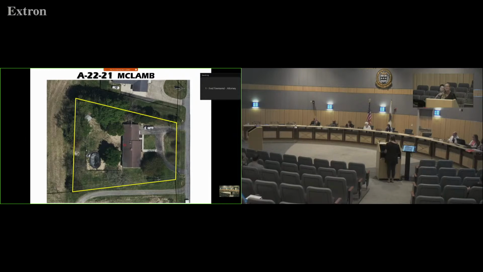Ma'am, did you do the construction yourself or someone in the family? I hired somebody to do it. And they didn't inform you that you needed to have a permit or look into the county code? Okay, thank you.